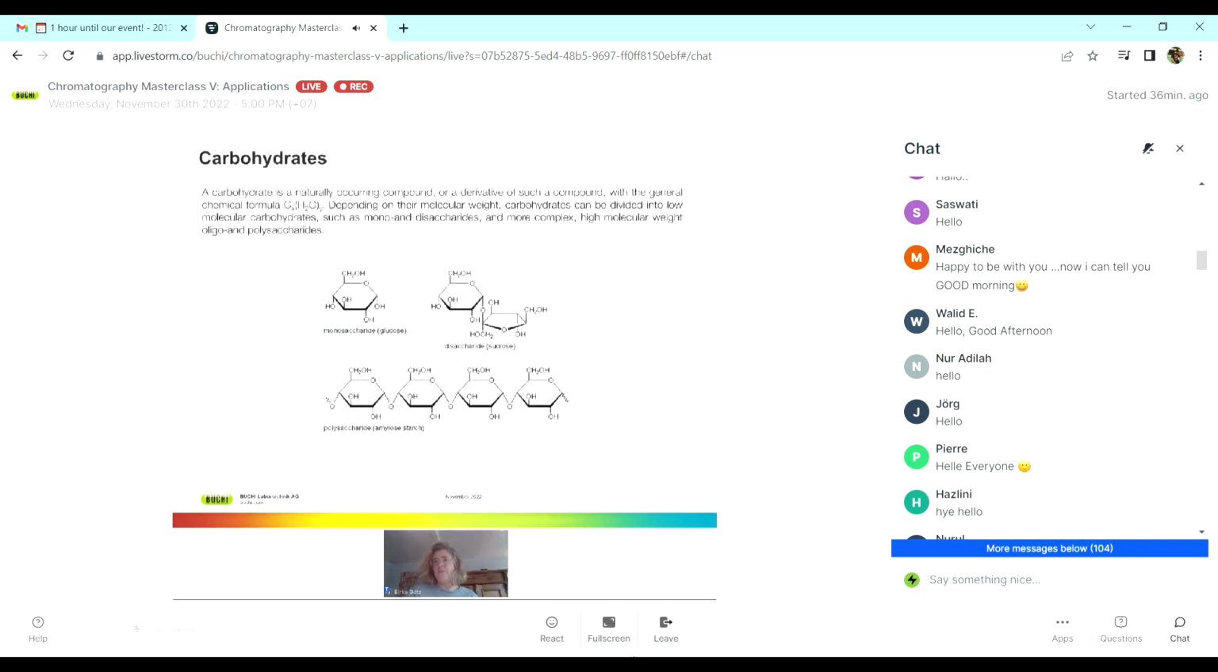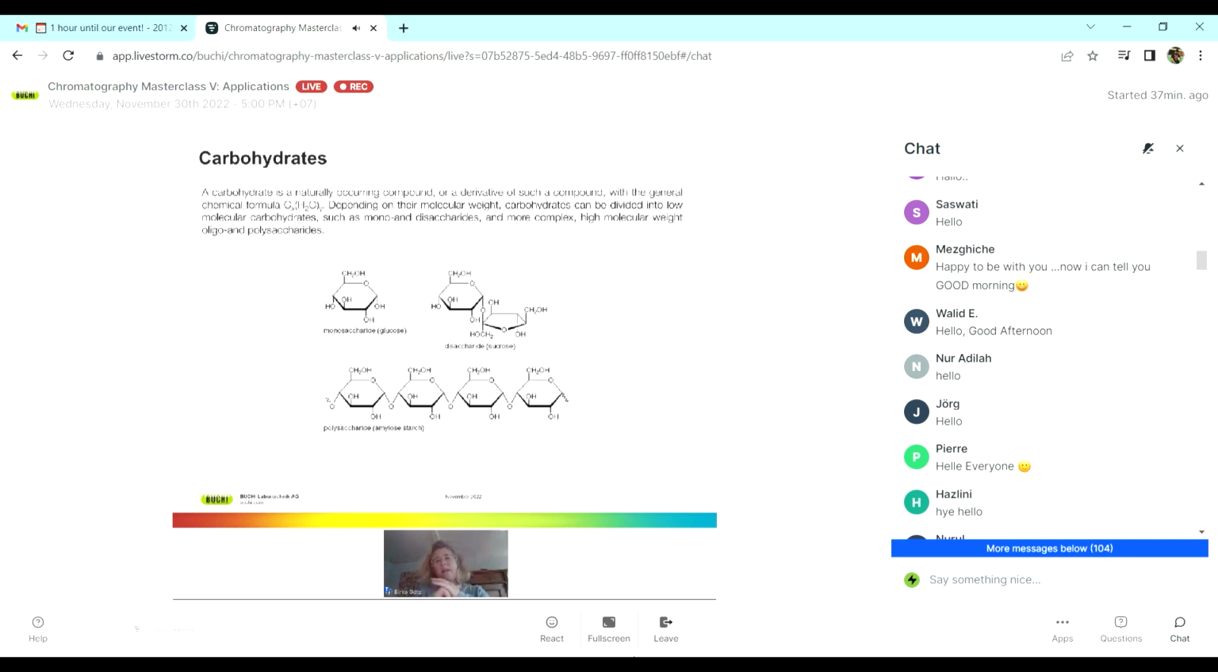Good. Now we come to the carbohydrates. A carbohydrate is found in plants, in animals, in microorganisms, and they have numerous roles in living organisms. For example, energy storage. They are components of coenzymes. They are also the backbone of the genetic molecule. They play many vital roles in our life. A carbohydrate is a naturally occurring compound, or a derivative of such a compound, with the general formula of carbon, oxygen, and hydrogen.